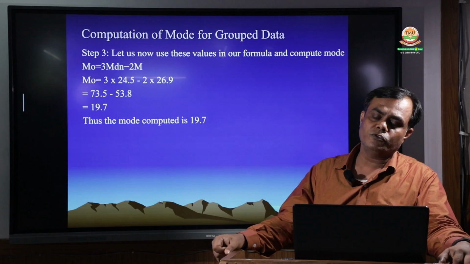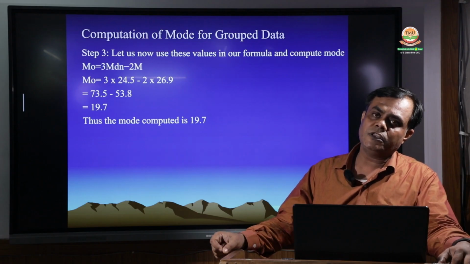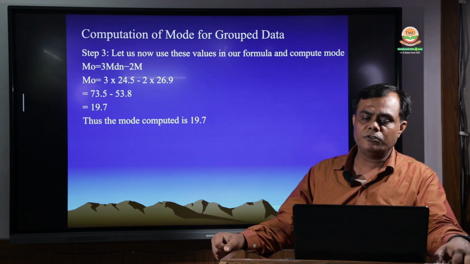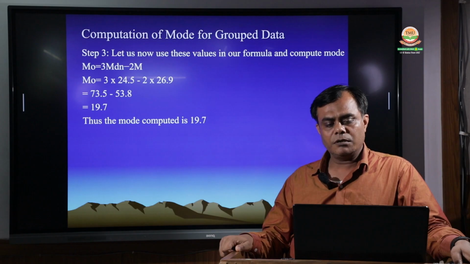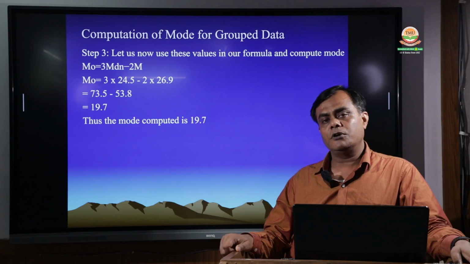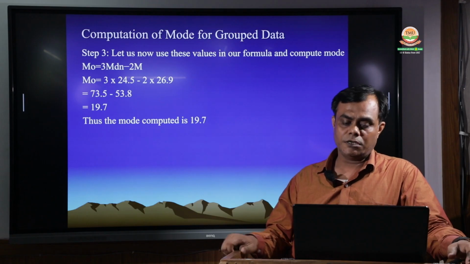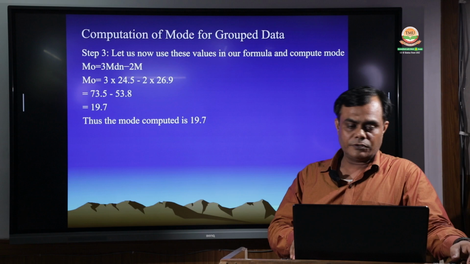We can say that the mode value is 19.7. So simply, if we want to calculate the mode value, we first need to know the median value and the mean value. On the basis of the median value and the mean value, we can calculate the mode value very easily.